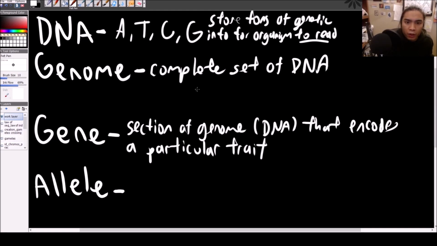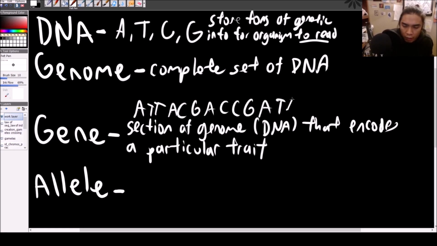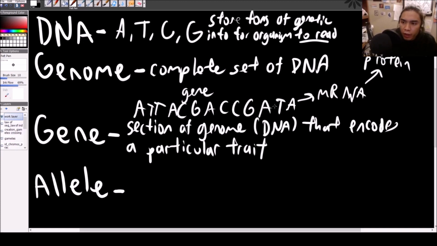Section of genome, right? Your genome is made of DNA. Your DNA is made of nucleotides. So maybe you have A, T, T, T, A, C, G, A, C, C, G, A, T, A. Okay? So let's say that this is a particular gene. It's extremely short, but what will happen is that it is read to produce mRNA. If you remember from last semester, this is called transcription. That mRNA is translated to ultimately produce protein. So this gene over here was read to produce the protein. And we talked about traits over here, but this protein will ultimately produce the trait.